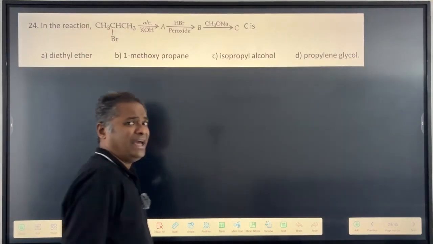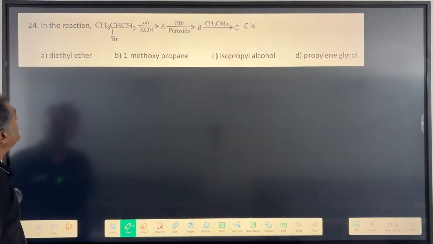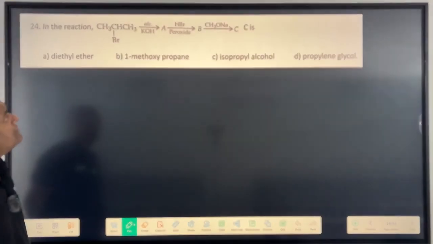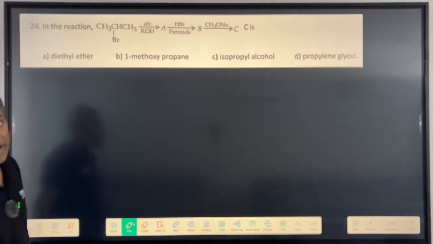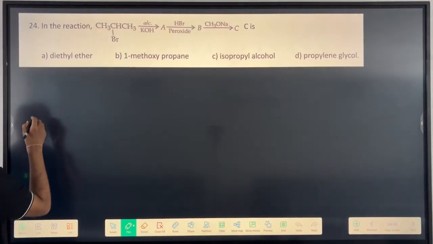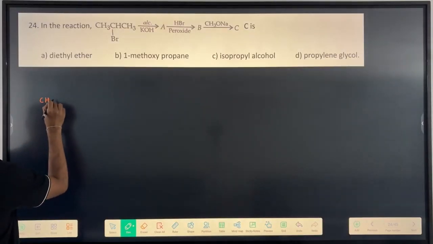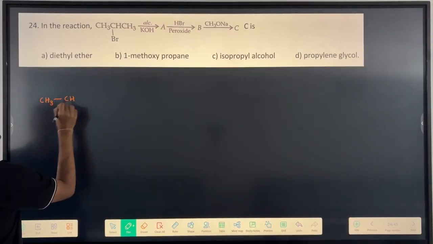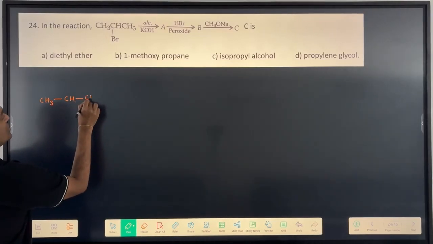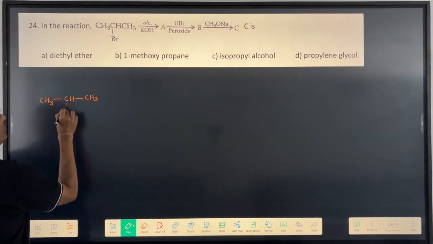The next question we have is, over here one reaction is given, and let's write that reaction. I have got over here 2-bromopropane. Now, what is 2-bromopropane, child? You can see very clearly: I have got CH3, I have got CH, I have got CH3, correct? And I have got Br over here.